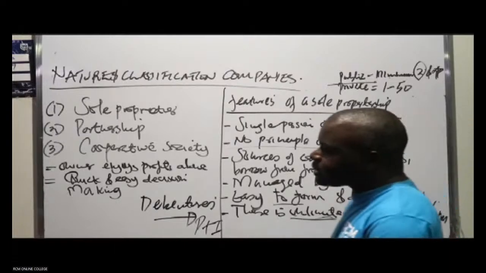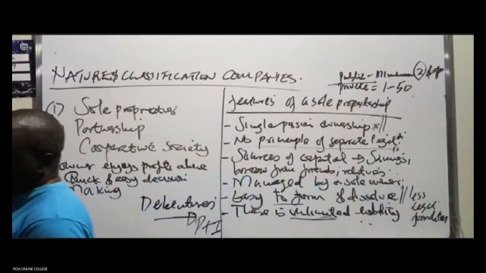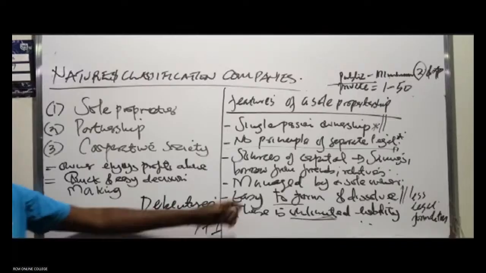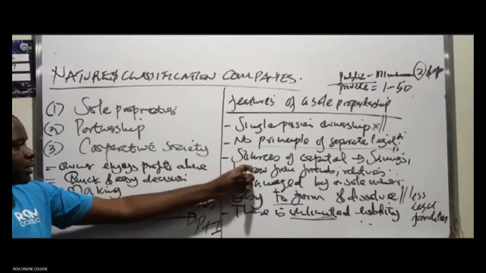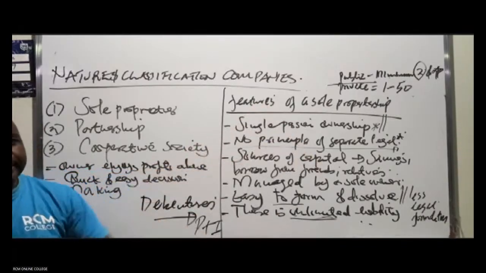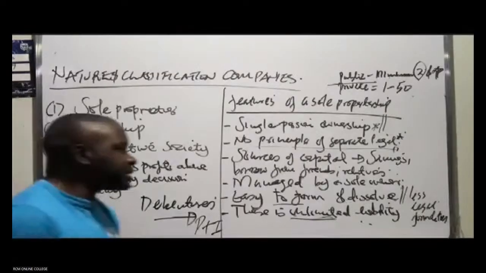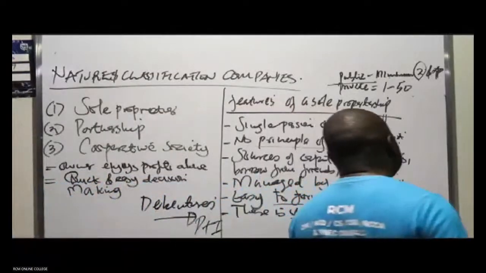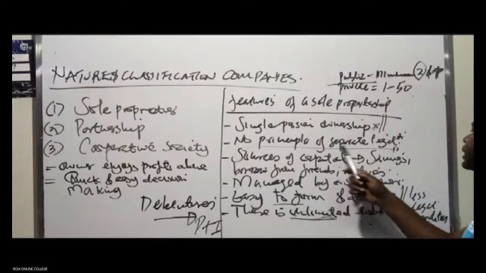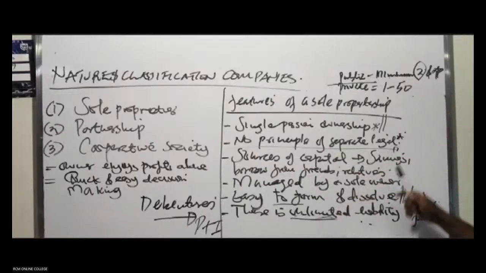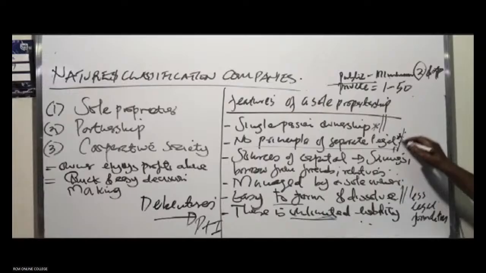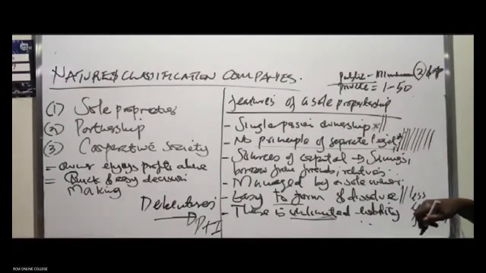But in a company, there's a wider source of capital. So this one happens to be a disadvantage of a sole proprietor compared to a company. On the other side, a company has an advantage: the principle of separate legal entity. So this one means that a sole proprietorship brings so many disadvantages to the business owner or the business itself when you compare it with a company.